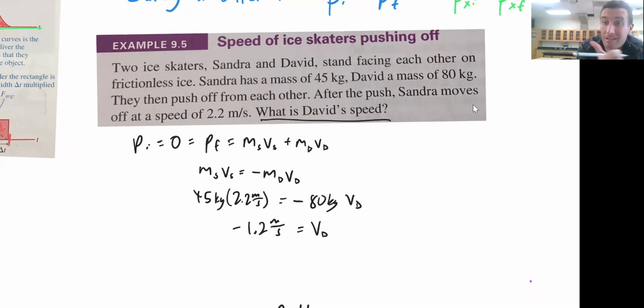So basically I know that David's going the opposite direction that Sandra was. Sandra's going faster, David's going slower, because David's larger and Sandra's smaller. But it asks for his speed, so I don't need to worry about that negative sign. I can just say that his speed is 1.2 meters per second.